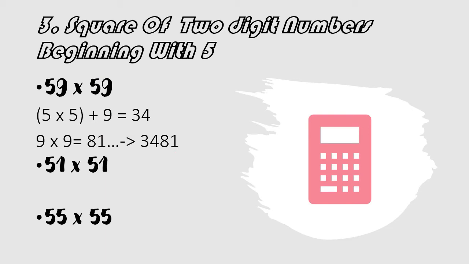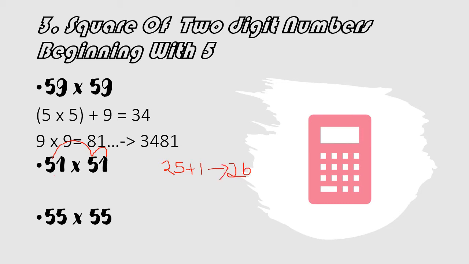What is the second problem? 51 into 51. How are you going to solve this? It's just simple. You multiply 5 into 5, and you get 25. The next step is that you add the next number, which is 1, so you're going to get 26.